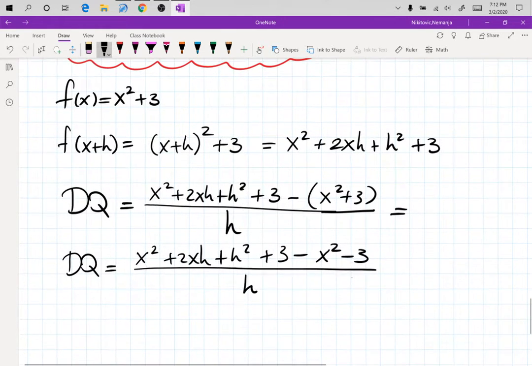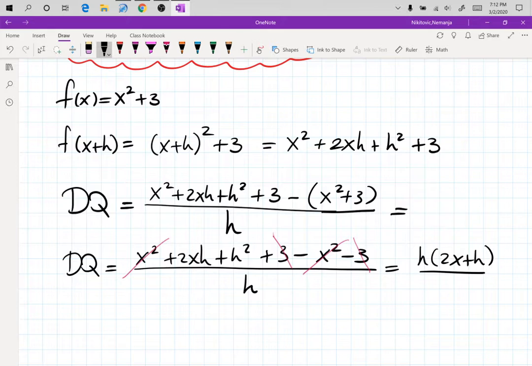There we go. And we cancel x squared with x squared and positive 3 and negative 3. You see that the only terms that remain all have h. So we factor out h, 2x plus h, that stays, divided by h. Now those two drop, and you get that the difference quotient is equal to 2x plus h in this case. The answer is different for every function you get. You just need to plow through the algebra.